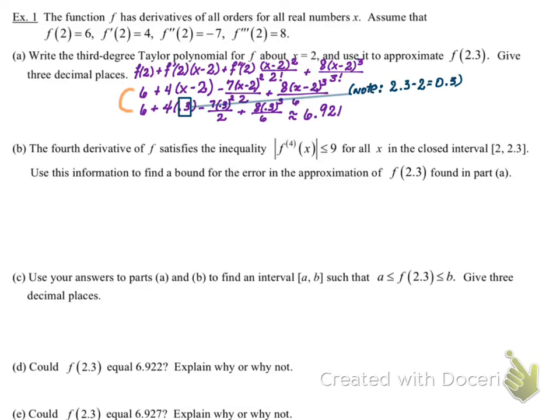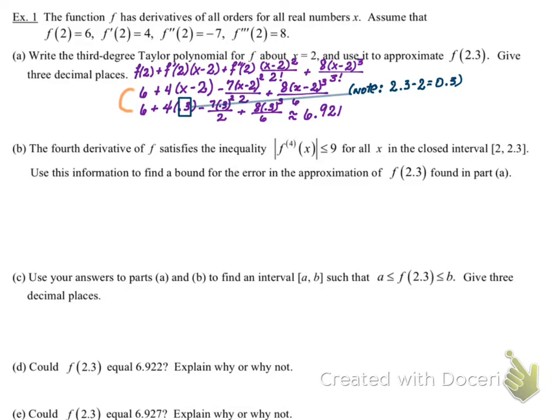So I was a little concerned that you might get a little lost. And then I substituted in that number and I got a value of 6.921, and that is approximate. And then we need to go ahead, and that you should be able to handle at this point.